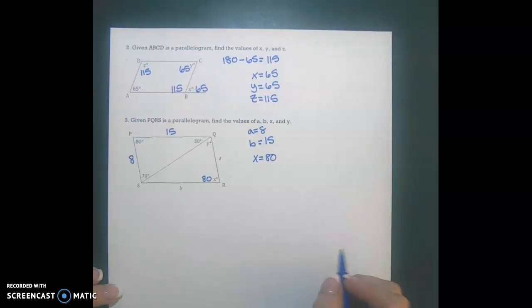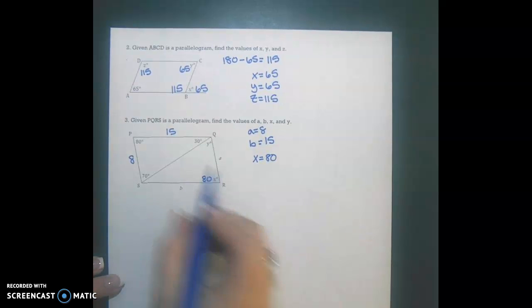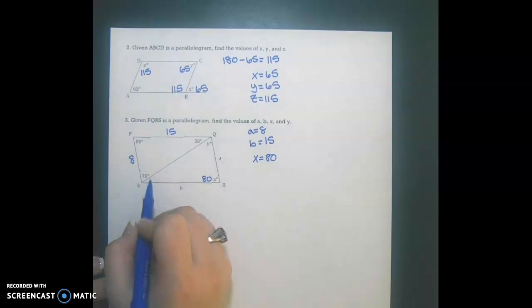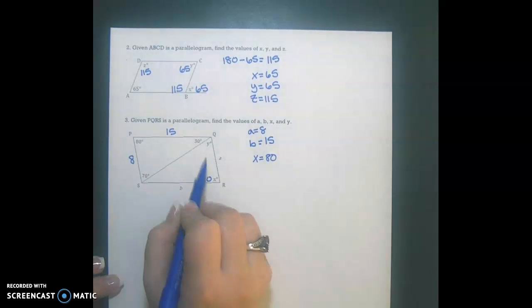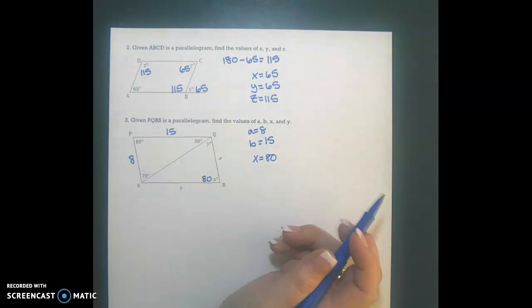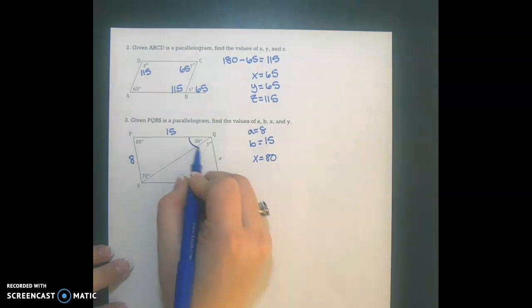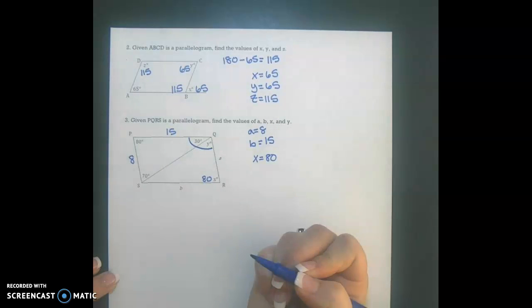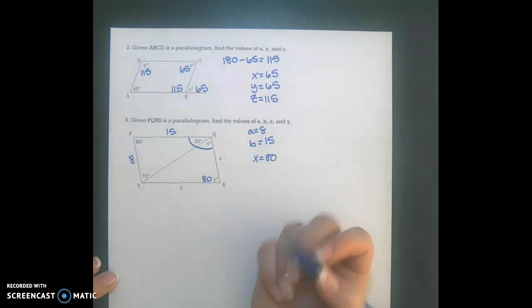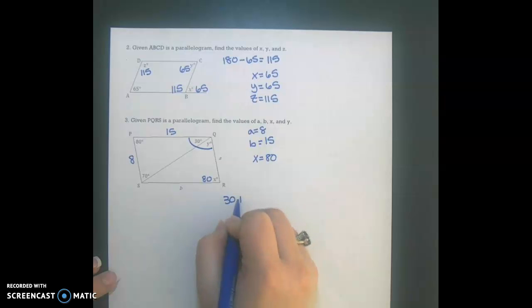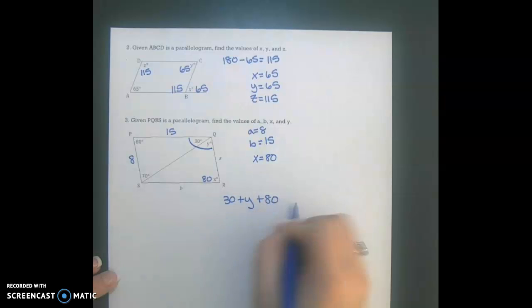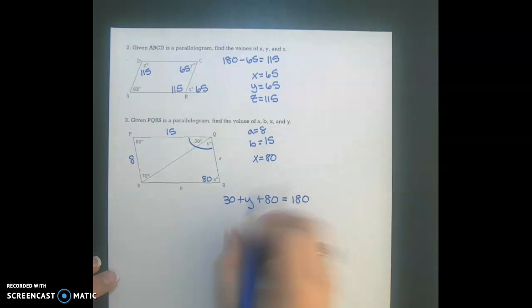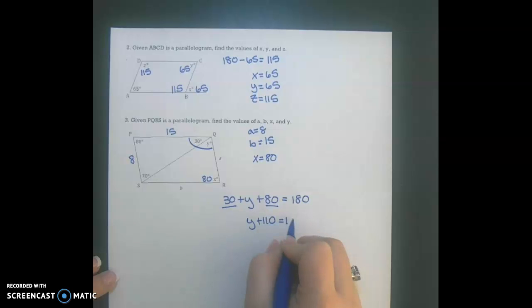Now y is where it's going to get a little tricky. So remember, consecutive angles are supplementary. So this whole angle plus 80 degrees should be 180 degrees. So 30 plus y plus 80 equals 180 degrees. 30 plus 80 is 110. So to solve for y, I subtract, and I get that y is 70.